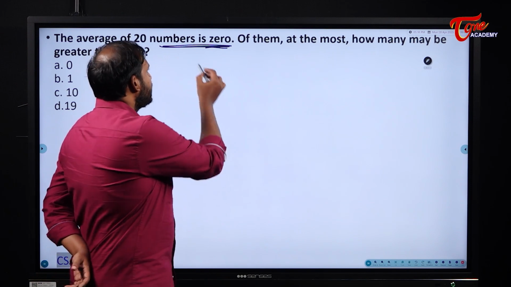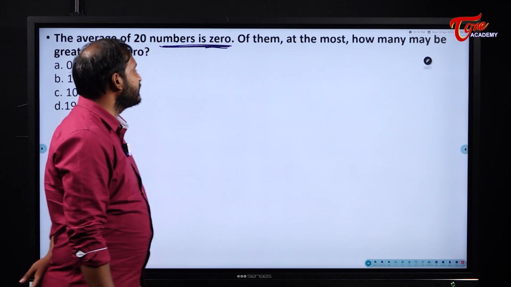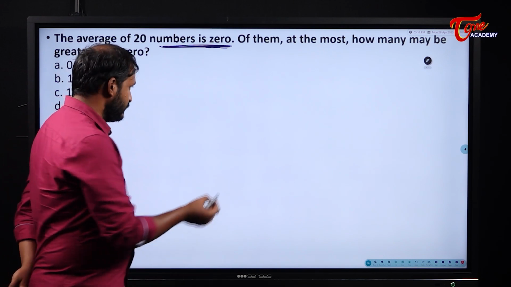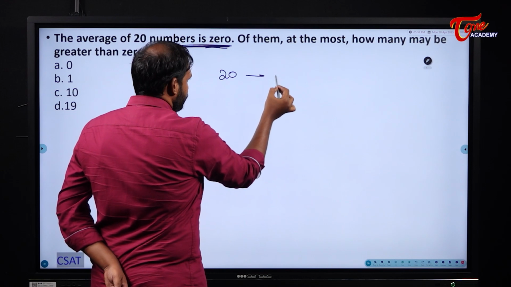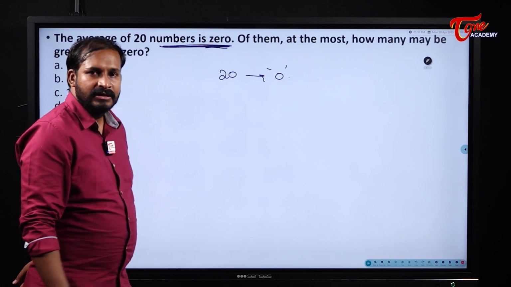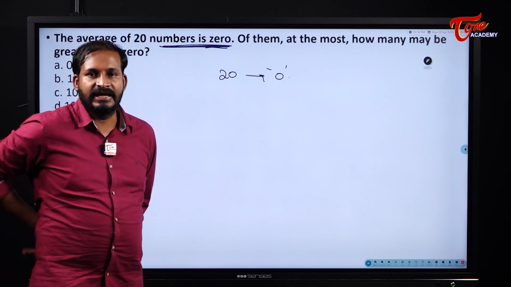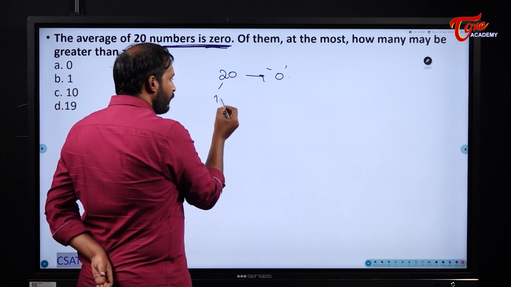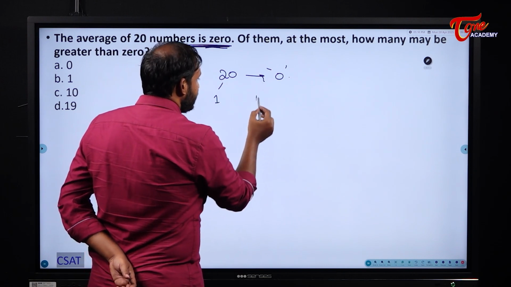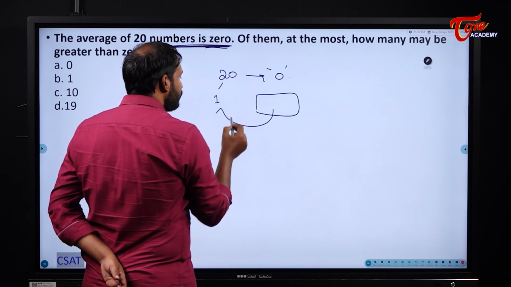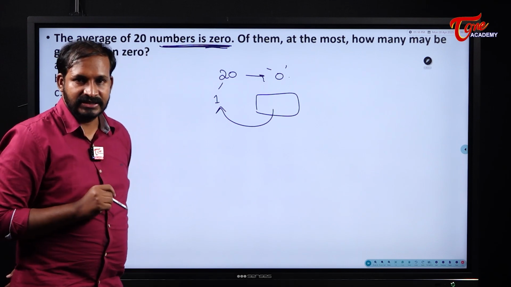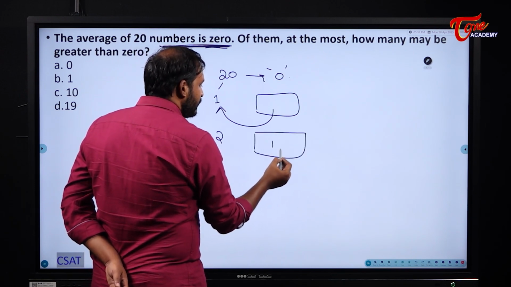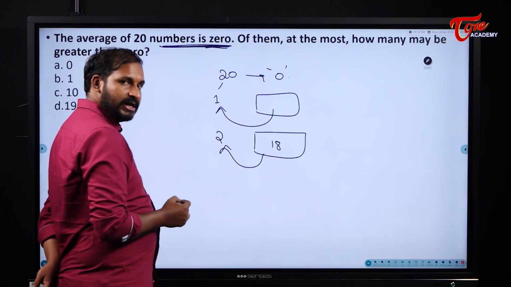Now please see here, the average is becoming 0, then at max how many may be greater than 0? Now what are the chances? See here, 20 numbers, average is 0. Now tell me how many numbers I can take positive and how many I can take negative? I can take only one positive and 19 negative numbers whose sum will be equal to this one positive number. That is one chance. I can take two positive numbers and 18 negative numbers, whose sum will be equal to this one. Like this I can take.